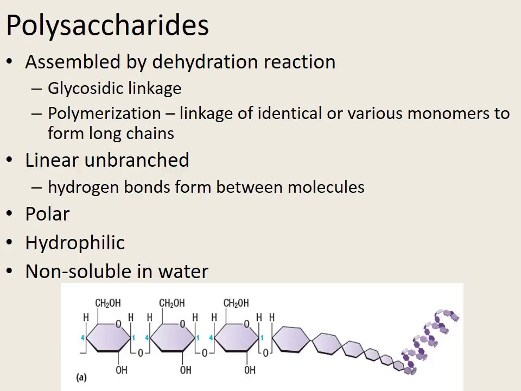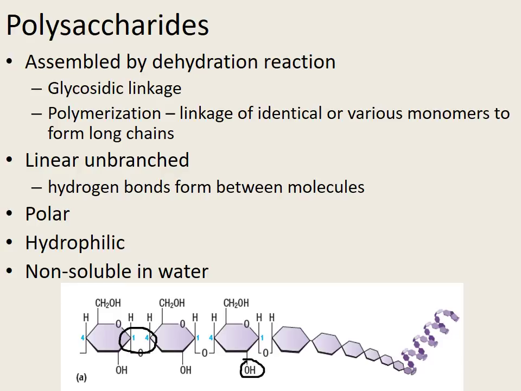Polysaccharides are assembled by a dehydration reaction. The bond that forms between the two, or this whole molecule, is known as a glycosidic linkage, found here. Polymerization is just the term to link identical glucose molecules together. Linear unbranched hydrogen bonds form between the molecules, and that goes back to what we talked about here.